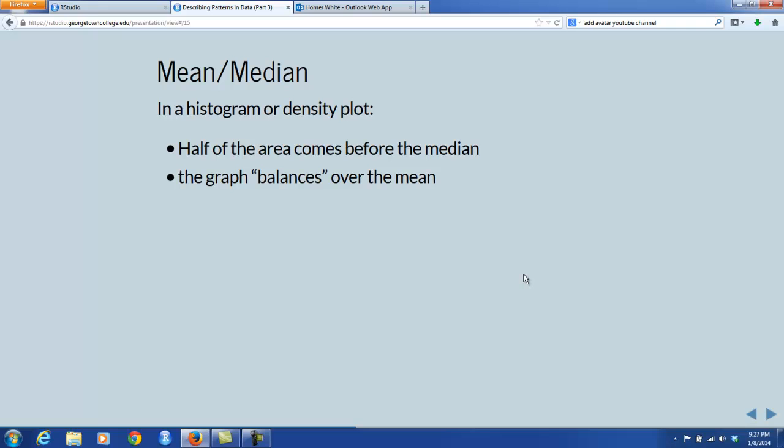Half of the area of a density plot or histogram comes before the median. And secondly, a density plot or histogram will appear to balance over the mean. Let's see what we mean by this.